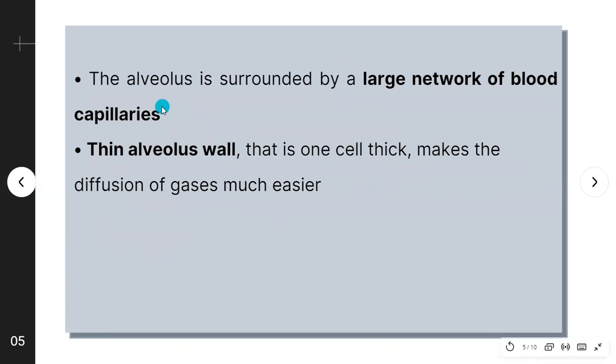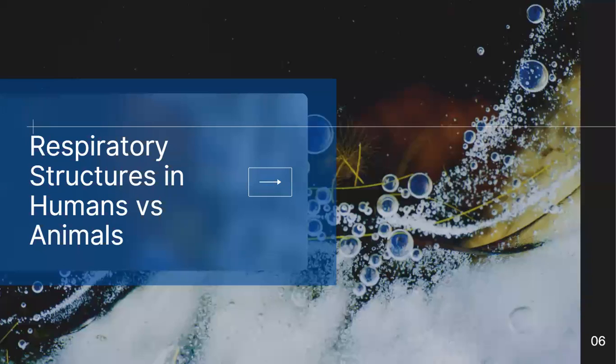The next adaptation for a more efficient gaseous exchange is that the alveolus is surrounded by a large network of blood capillaries. And lastly, the alveolus wall is very thin. How thin is it? It's one cell thick. This makes the diffusion of the gases much easier. So these are the four very important adaptations of our human respiratory structures to ensure a very efficient gaseous exchange. All right, then let us compare and contrast the respiratory structures in humans and animals.